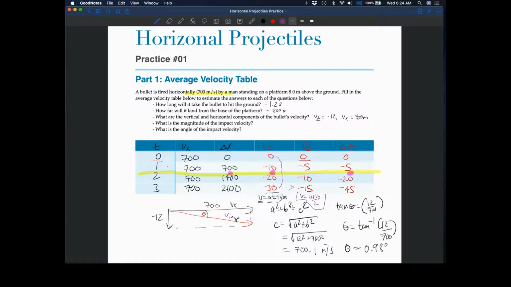And then the delta z is the average velocity multiplied by the time. Minus 10 times 2 is minus 20, and minus 15 times 3 is minus 45. So that's just a review of the details of those calculations.